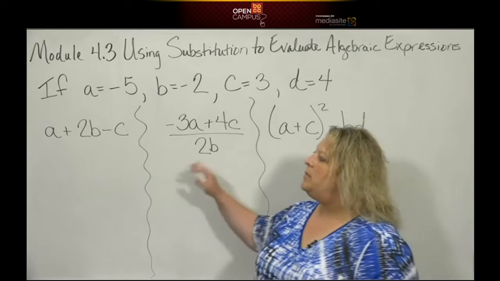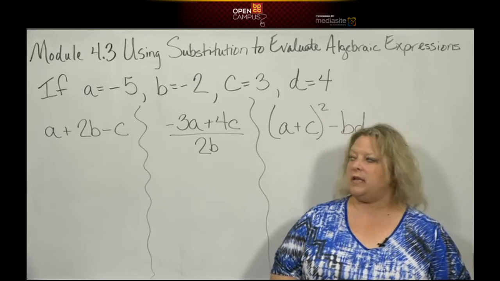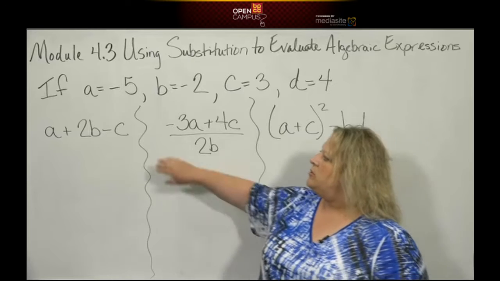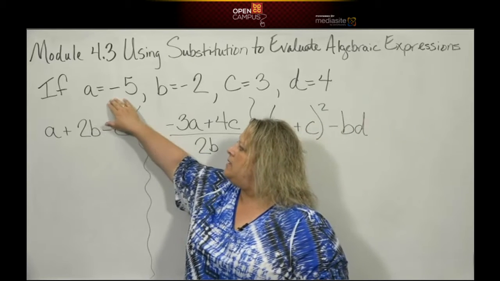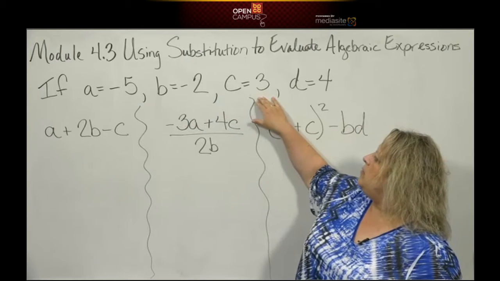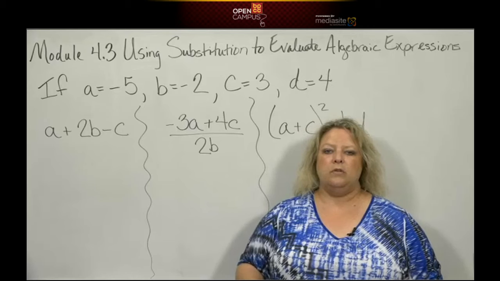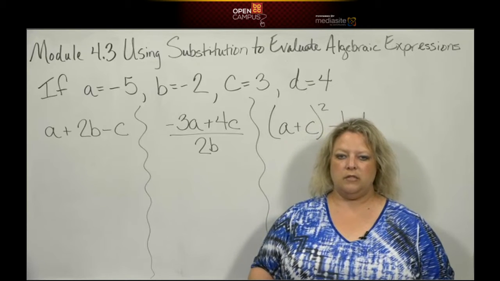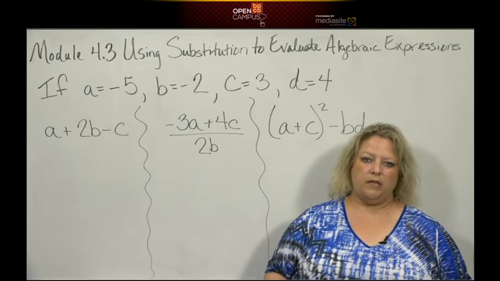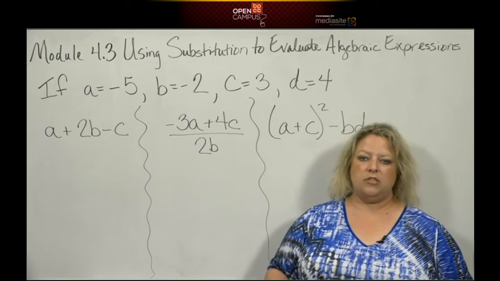Hi, so this is going to be the last part of 4.3, using substitution to evaluate algebraic expressions. When we're going to evaluate our algebraic expressions, I want you to look right here. It says if A is equal to -5, B is equal to -2, C is equal to 3, and D is equal to 4. If I'm going to ask you to use substitution to evaluate these expressions, I'm going to give you the values for A, B, C, D, X, Y, Z, whatever variables they choose to put in the problem.